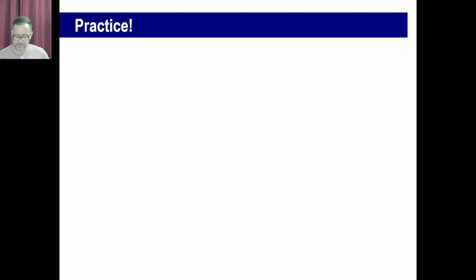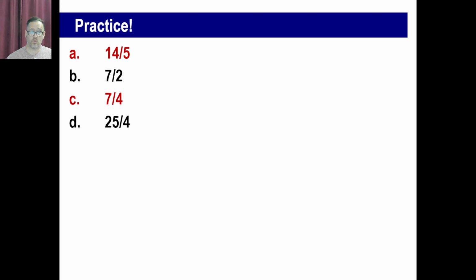Pause it and do A. Okay, A is 14/5. All right, pause it and do B. 7/2. There we go. Pause it and do C. 7/4. That's what you got? Good. Okay, pause it and do D. 25/4. Pause it and do E. All right, 11/6. Okay, pause it and try F. 33/10. Good. Pause it and try G.